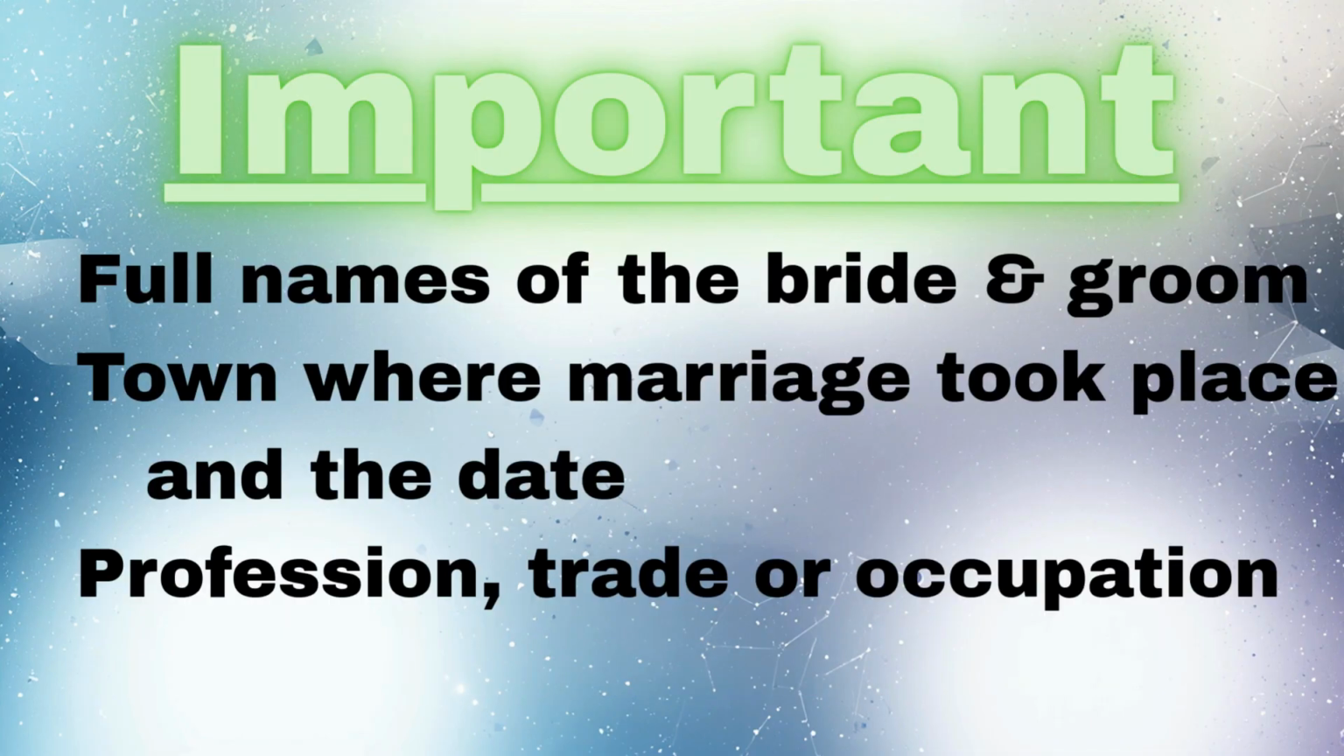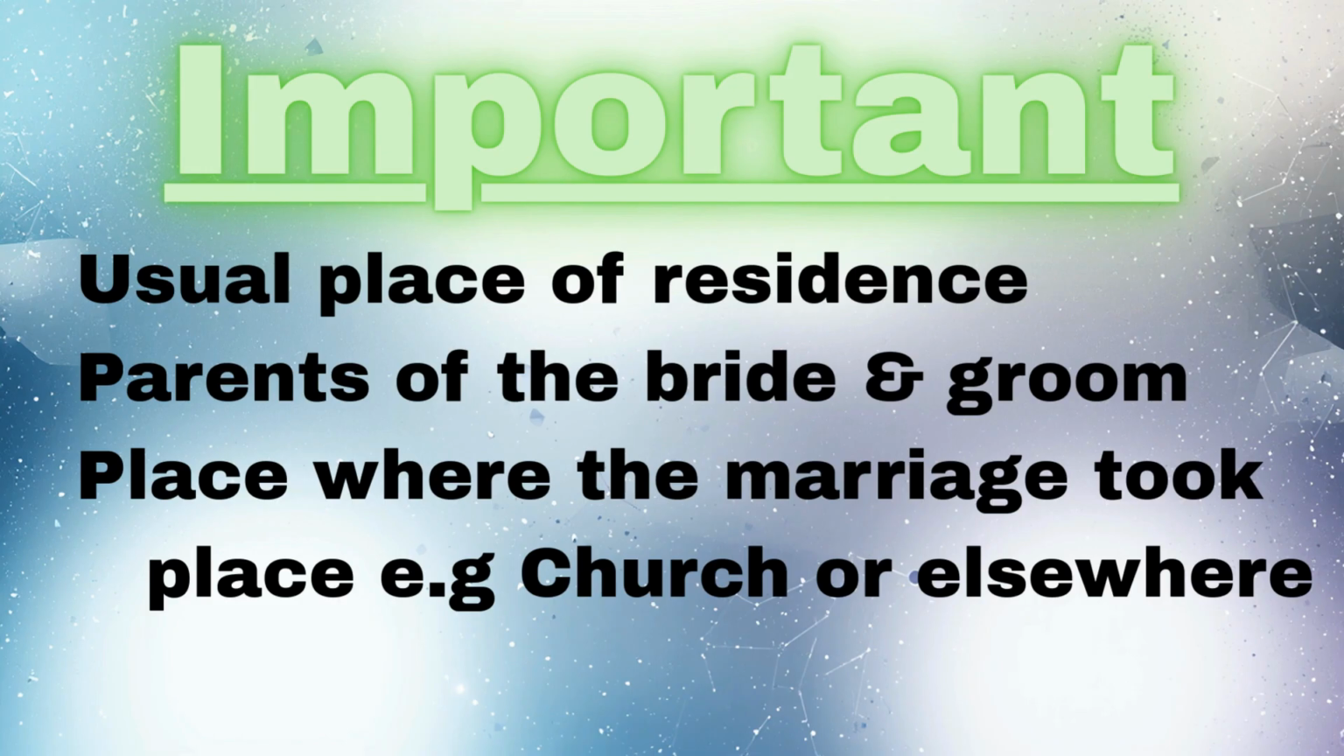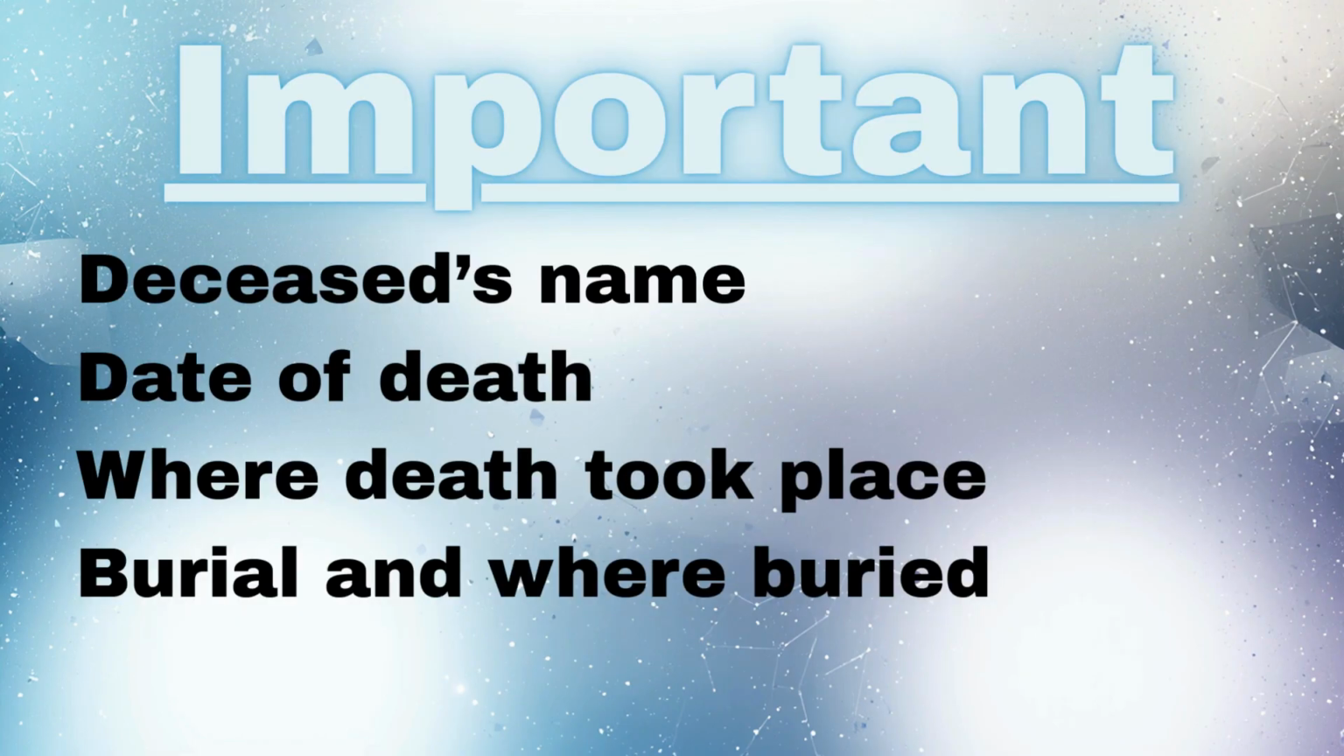Marriage certificates. Full names of the bride and groom. Town where the marriage took place and the date. Profession, trade or occupation. Usual place of residence. Parents of the bride and groom. Place where the marriage took place. Death certificates. Deceased's name. Date of death. Where the death took place. Burial and where buried.